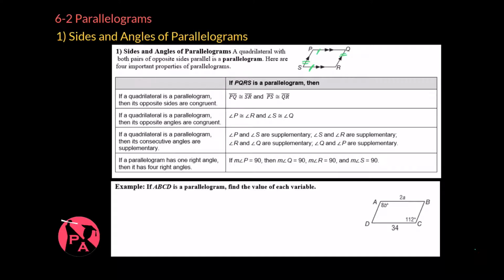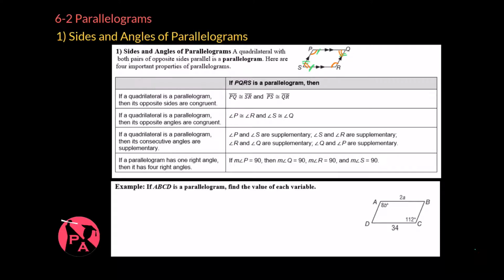The second property is opposite angles are congruent. So let's put that one. Opposite angles like P and R or Q and S are going to be congruent.